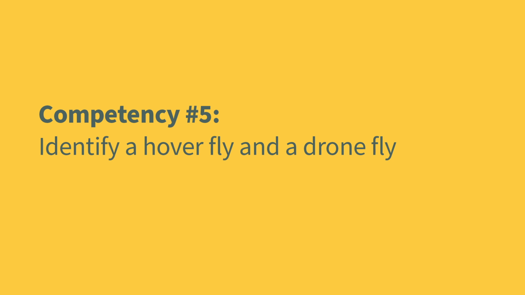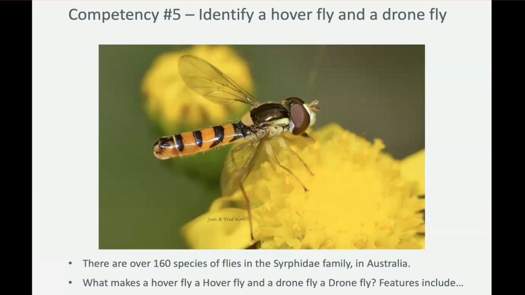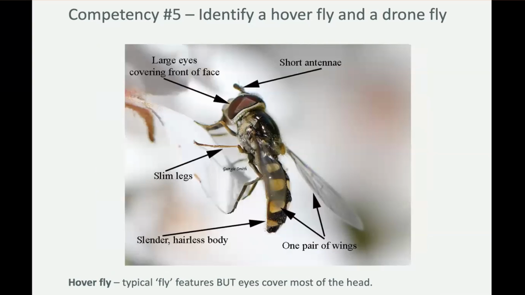Competency 5, identifying hoverflies and droneflies. There's about 160 species of flies in this family. You just need to know that they're a hoverfly or a dronefly. So what makes a hoverfly and a dronefly a dronefly? So the hoverflies are sometimes called slender hoverflies, and they are very slender. They've got a slender, hairless body here. They've got skinny legs with not much hair on them at all.